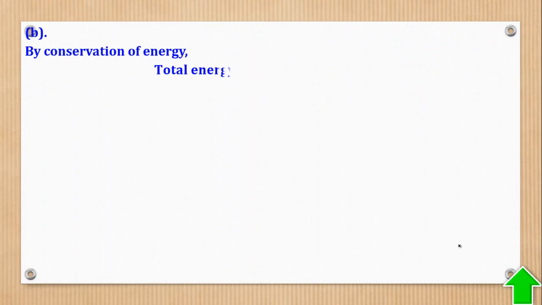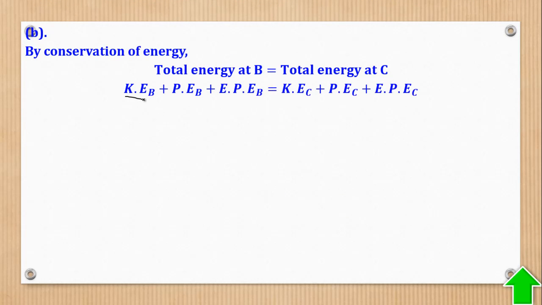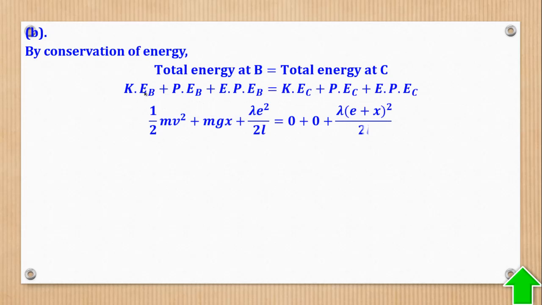So by conservation of energy, total energy at B is equal to total energy at C. So we have kinetic energy, gravitational potential energy, and elastic potential energy at both points B and C. Then we shall substitute. For kinetic energy, it's a half mv squared. For gravitational potential energy, it is mgx. For elastic potential energy, it is lambda e squared over 2L. Remember, it would have been lambda x squared over 2L. That's what we derived. But because here it's in equilibrium, we use e instead of x.